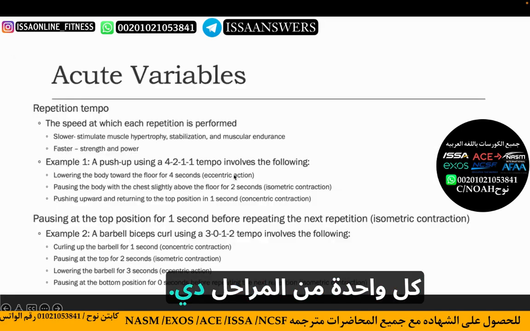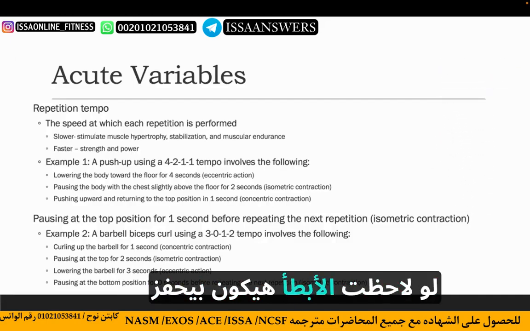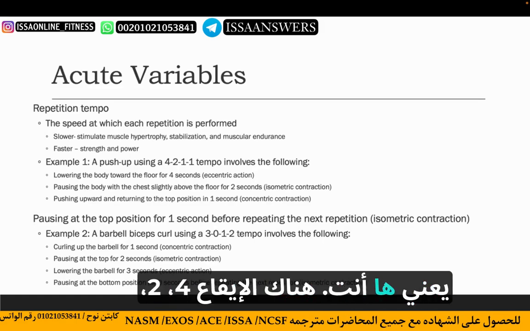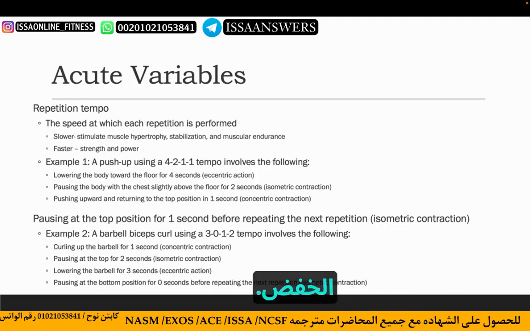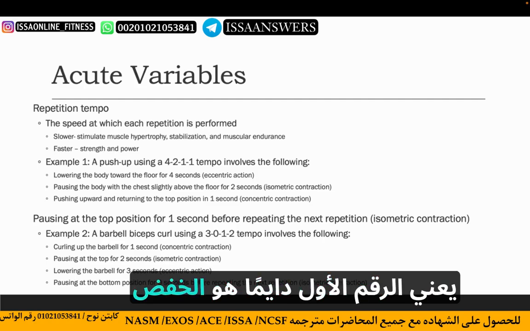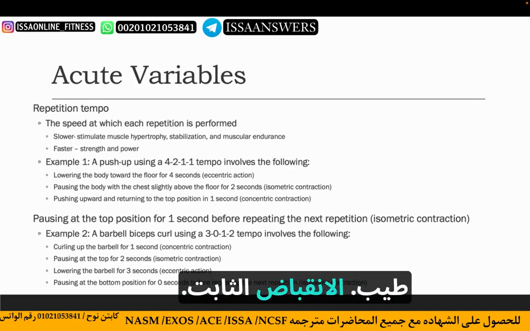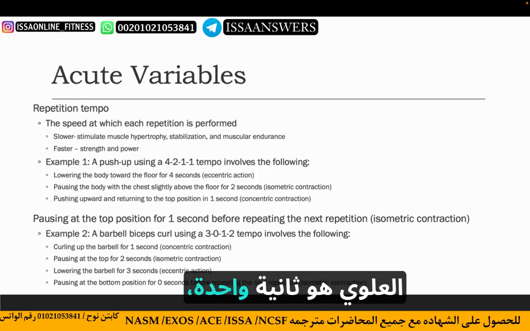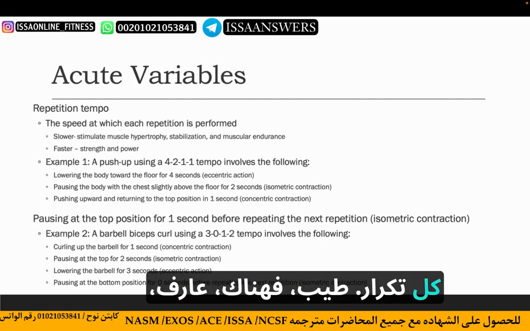those phases. Rep tempo. So it's the speed at which you perform. Okay, if you notice, the slower is going to be stimulating more of that hypertrophy, the stabilization, and the endurance, like I said before. Faster, strength, and power. So there you go. There's that 4-2-1-1 tempo I was talking about earlier. You know, the lowering. So the first number is always your lowering or your eccentric action. The second is the pause. Okay, isometric contraction. The pushing upward and returning to the top position is a 1 second concentric, and then the second one is a 1 second pause between each rep.